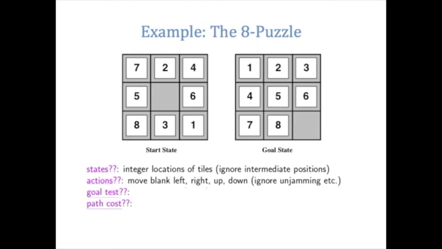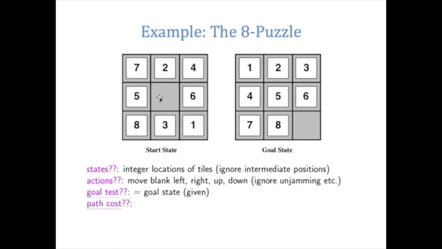In terms of actions, we can think of where to move the blank. So if we move the blank in the initial state up, then 2 will now be in the middle, and so forth. So we can think of it as moving the blank left, right, up, or down, and we'll ignore things like unjamming. These puzzles were fairly prone to mechanical error, and you kind of had to jiggle them to get the things to run again. That's an example of abstraction, because we're just going to ignore that possibility.